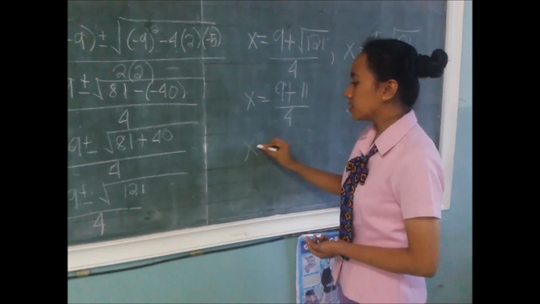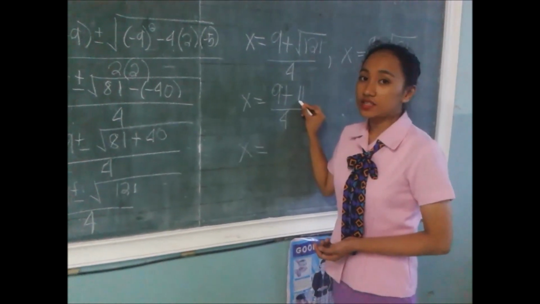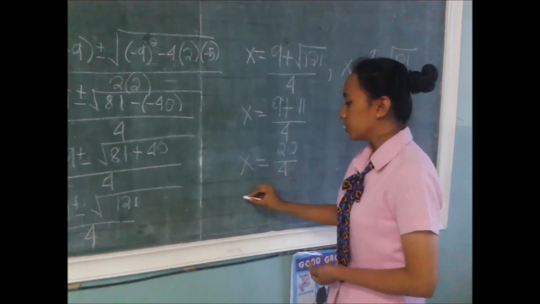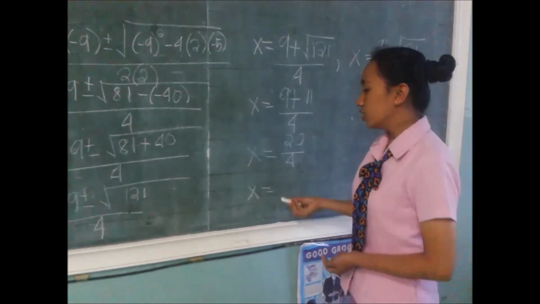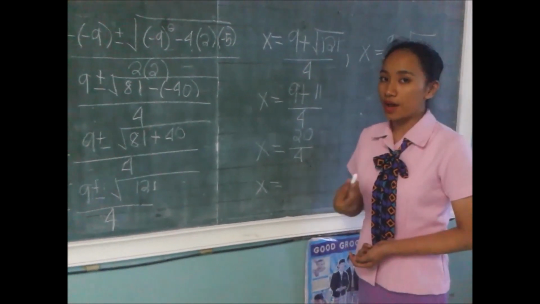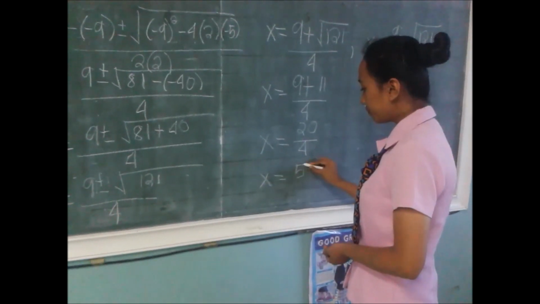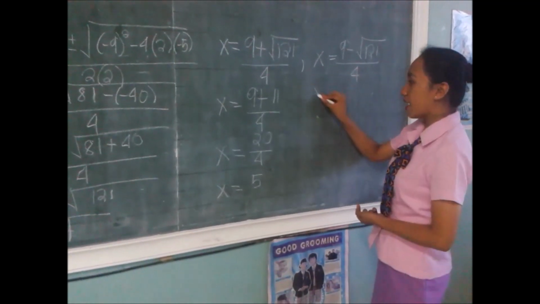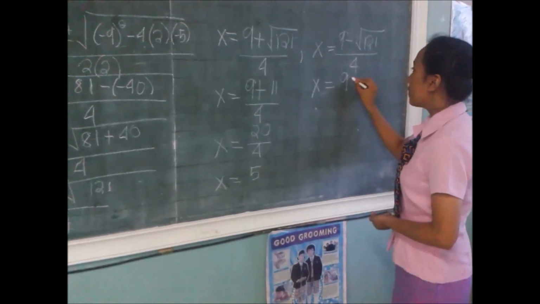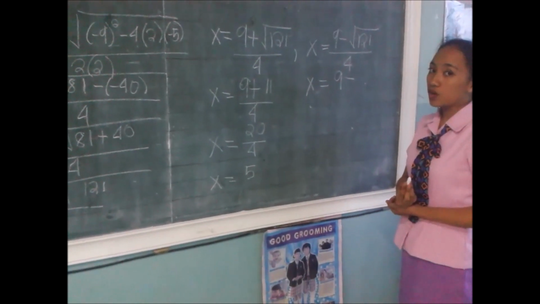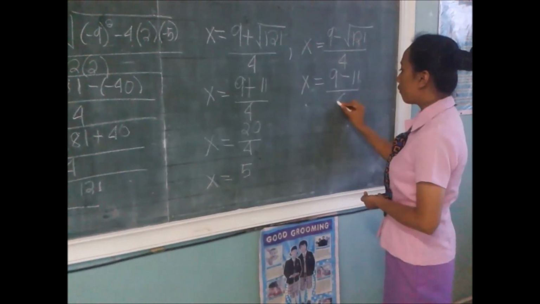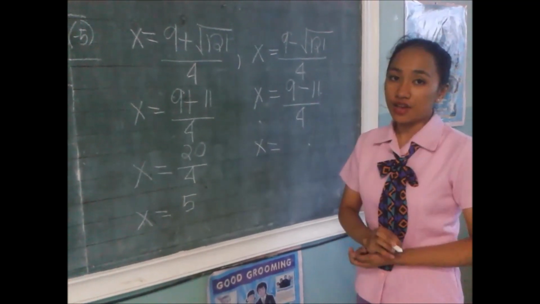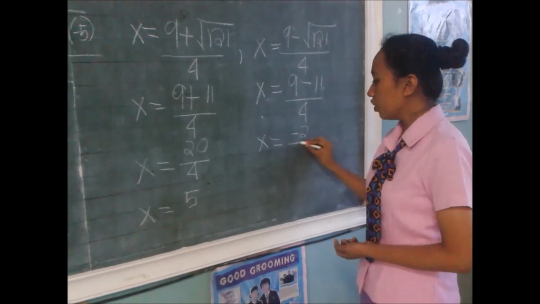So, x is equal to 9 plus 11 is equal to 20, 20 all over 4. So, we have x is equal to 20 divided by 4 is equal to positive 5. We will now get the second value of x. So, we have x is equal to 9 minus the square root of 121, which is 11, all over 4. So, we have now x is equal to 9 minus 11 is equal to negative 2 all over 4.